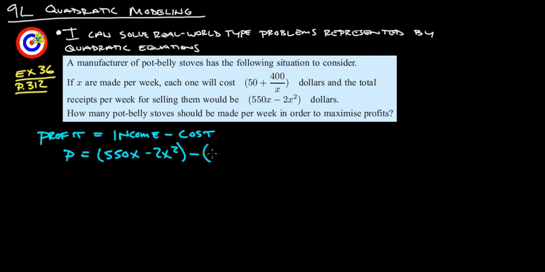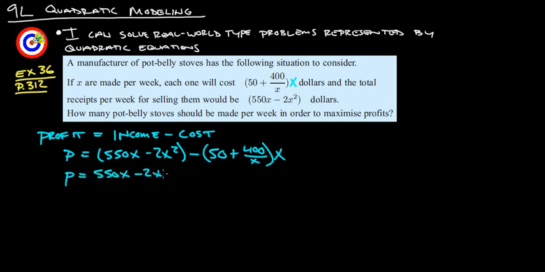The cost for each stove is 50 plus 400 over x. But since that's just for one stove, we have to multiply it by x, because x is the number of potbelly stoves, and that's how much one stove costs. So we have to multiply it by the total number of stoves that we make. Now let's simplify this.